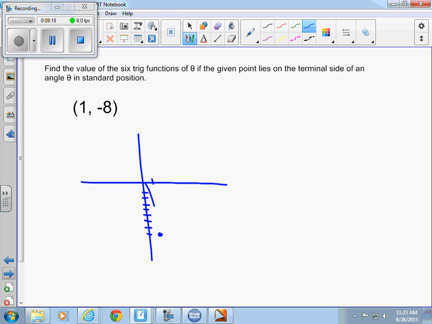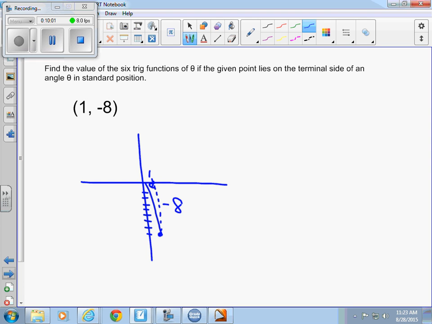So I have this angle. Where do I make my reference angle? To the x-axis. Oh, it's the x-axis. This side is 1. This side is negative 8, which makes sense. If I were to find sine, cosine, tangent, secant, cosecant, cotangent, what do I need? The hypotenuse. This is the angle that I've got. That's my reference angle anyway.